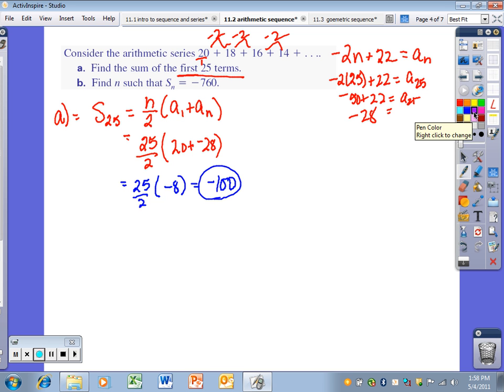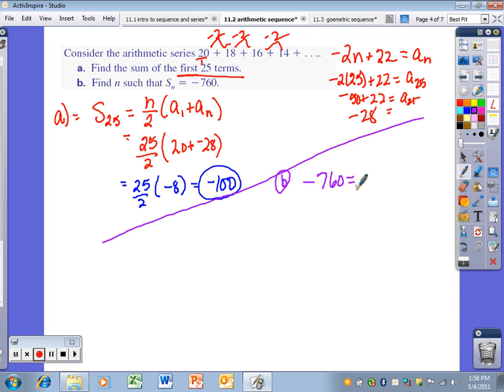Now part B says, how about if you're given the sum is negative 760? How many terms does that take? Well, I know n over 2 times the first term plus the last term. I don't have the last term, but I have an expression for it. Negative 2n plus 22 should get it for me. So let's do some algebra. Multiply both sides by 2.